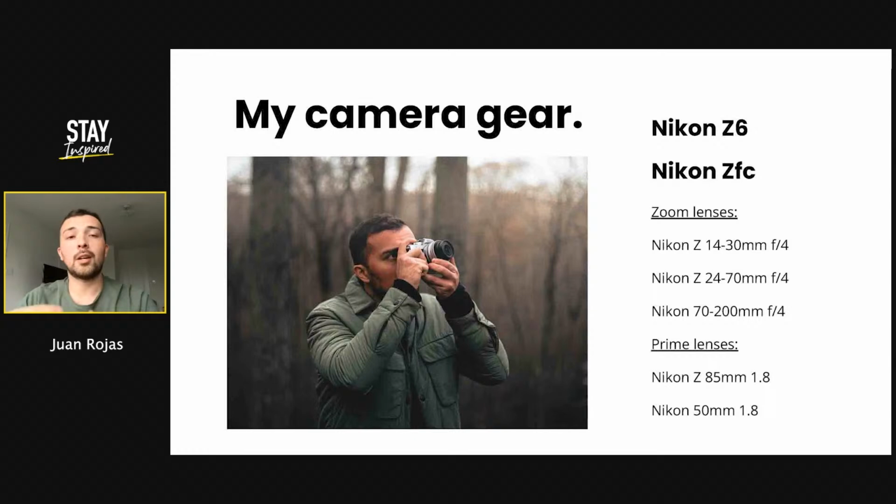A lot of people like to call it the kit lens, and to be honest, it doesn't even feel like a kit lens because of how sharp the photos are. It's probably my main go-to lens that I use right now. I also paired the 24-70 f/4 with the 14-30mm f/4, the Z mount, as well as a 70-200 f/4 that I bought myself and use with an FTZ adapter.